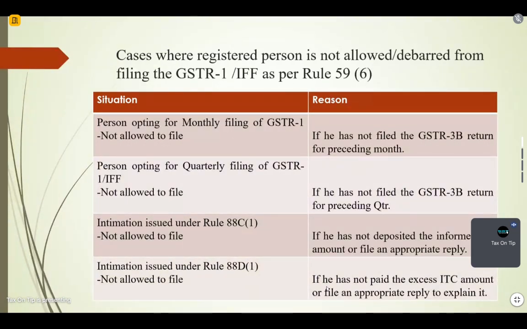Person opting for monthly filing of GSTR1, okay. If someone has opted for monthly filing, and they did not file last month's 3B, like suppose I am talking about the GSTR1 of August 2024, and a person has not filed the GSTR 3B for the month of July 2024, then the government has restricted that person: you cannot file the GSTR1 for the month of August unless you file the GSTR 3B for the month of July 2024.